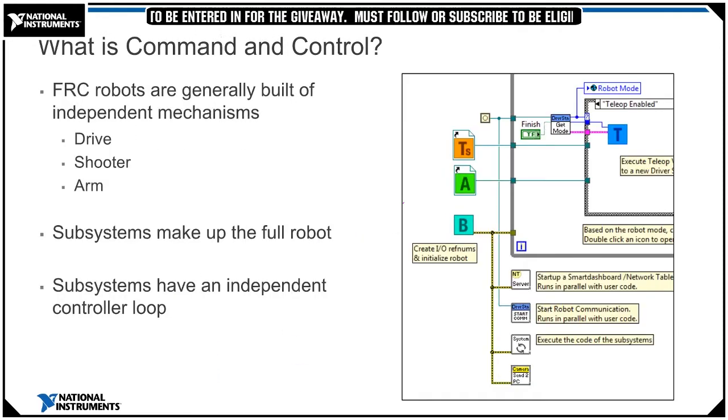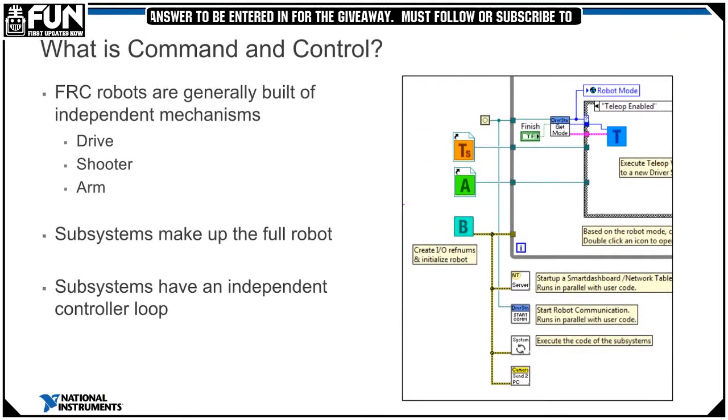Command and control is sort of the recognition that FRC robots are built up of relatively independent mechanisms, right? You have your drivetrain, you have your shooter. If you're shooting balls like we were last year, you might have an arm or a gear pickup or a power cube pickup. Each of these is referred to as a subsystem, and they each need code that will coordinate the various sensors and actuators of that individual subsystem in order to complete the requested commands or actions such as close a gripper or lower the arm.